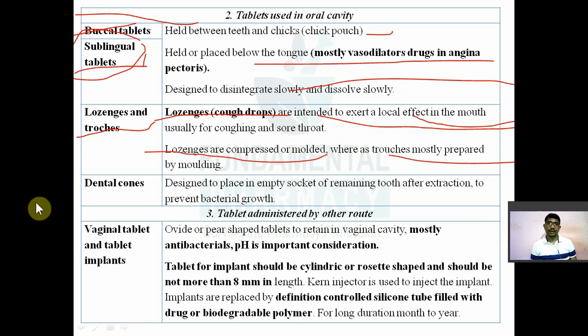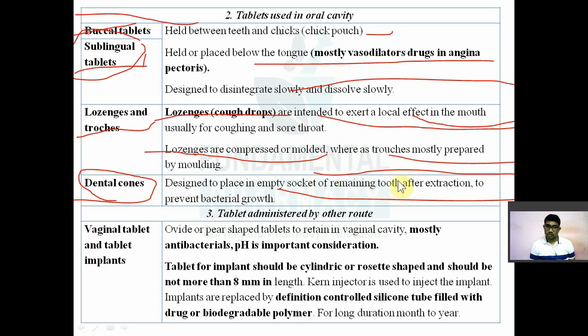Then the next one is the dental cone. Dental cones, as I have told, are prepared to be placed in the empty socket remaining after tooth extraction. If your tooth is extracted, then in the socket left in place of the tooth, there are chances of bacterial growth in that socket. There are chances of food particles getting entrapped and collected in that socket. That can also increase the bacterial growth. So to prevent that, dental cones are used. They mostly consist of an antibacterial.